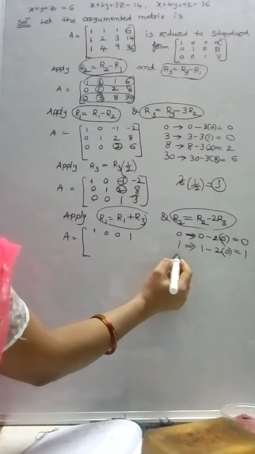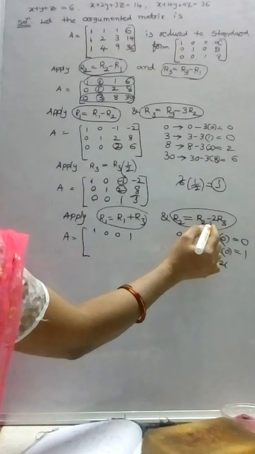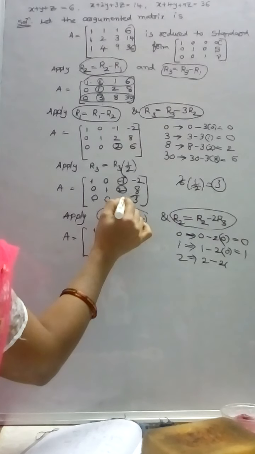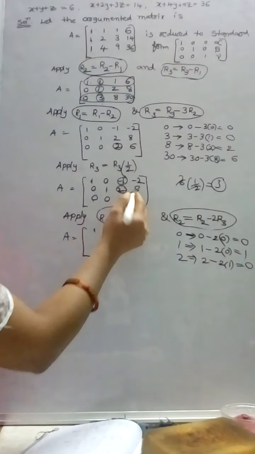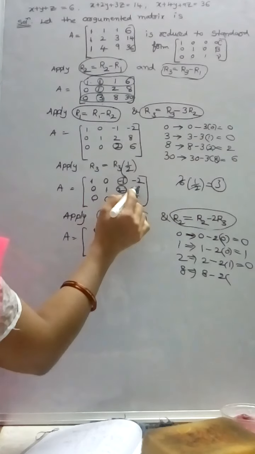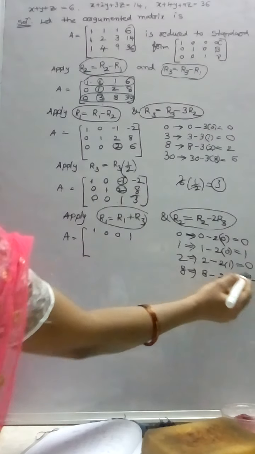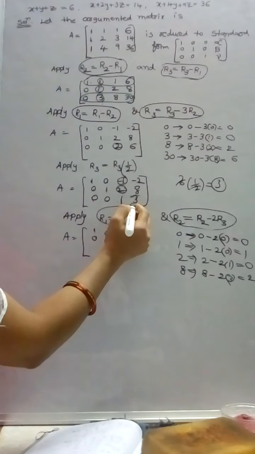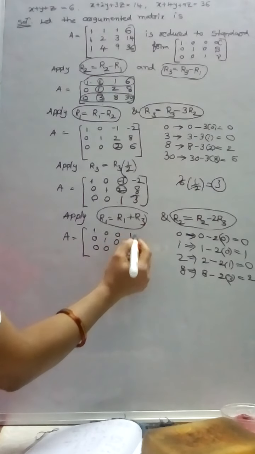Next, this element, the third element, 2 changed to 2 minus 2 into R3, the order we are using. The R3 element is 1. 2 minus 2 is equal to 0. Next we take the element 8. 8 minus 2 into the corresponding element of 8 in R3, which is 3. 8 minus 6 equals 2. We take these elements: 0, 1, 0, 2. Next, the last row, the third row elements are 0, 0, 1, 3.